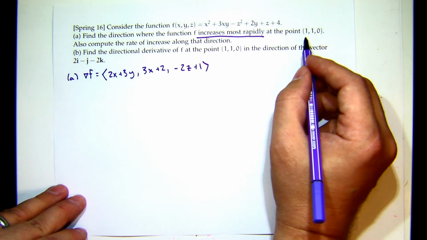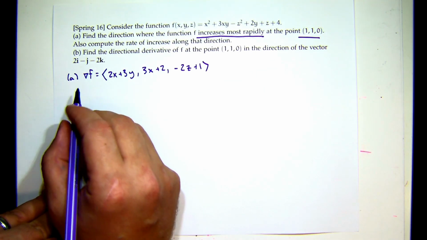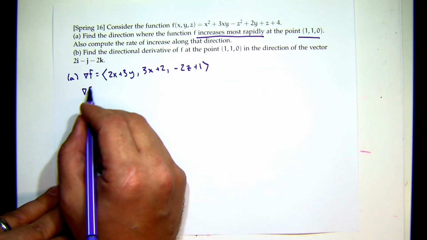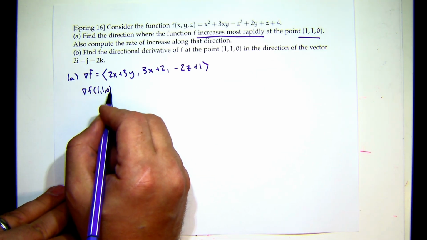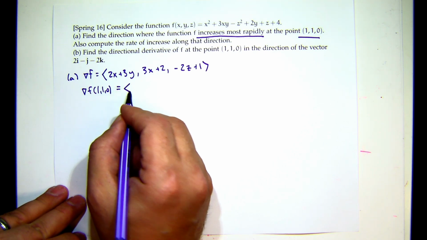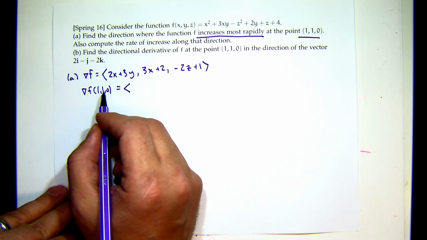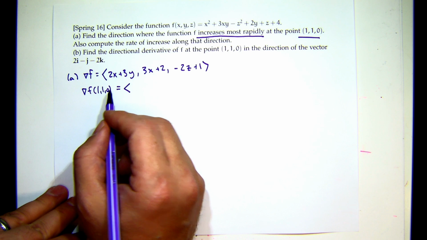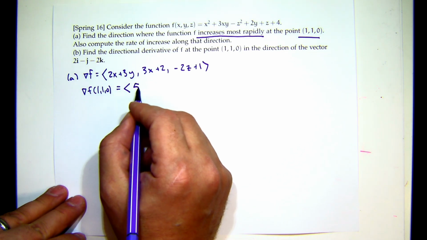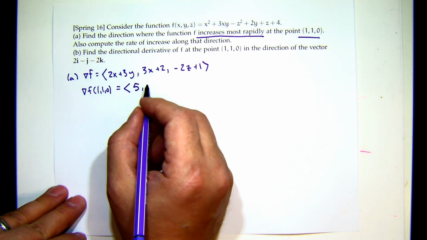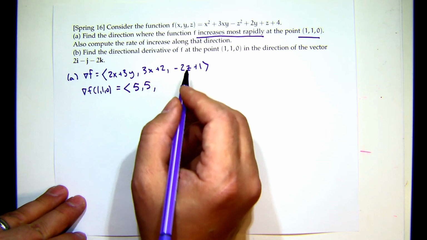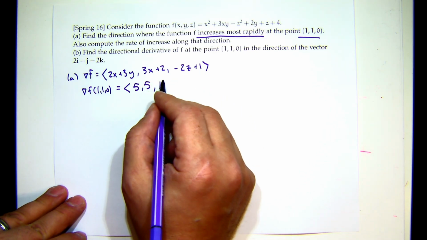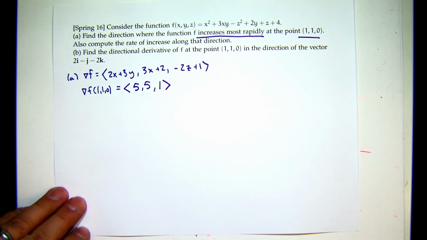Now what do I do? Well, I have a point. Probably I'm going to do something with that point, and in this case, I'm going to evaluate gradient of f at that point. Gradient of f at 1, 1, 0. So I put in x equals 1, y equals 1, z equals 0. 2 plus 3, 5. 3 plus 2, 5. 0 plus 1, 1. 5, 5, 1.